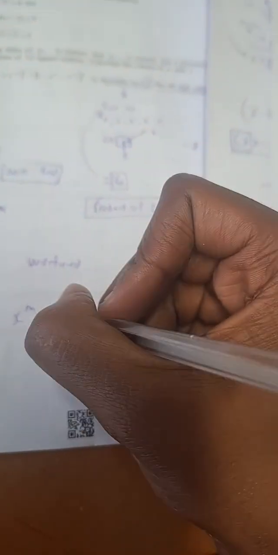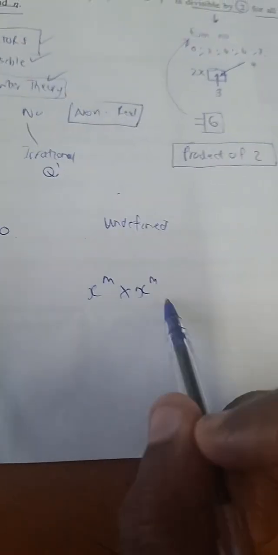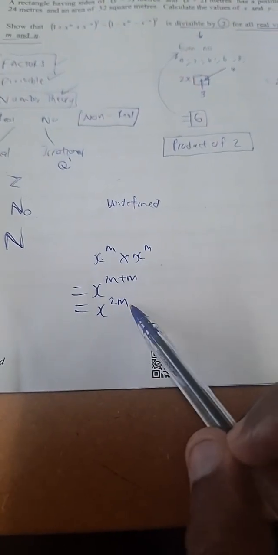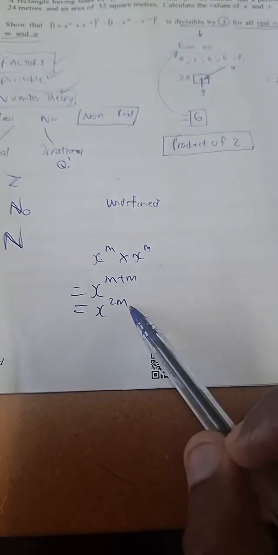x to the power m times x to the power m. Now, laws of exponents are very important. x to the power m times x to the power m. Remember, when we are multiplying same bases with exponents, what do we do? We add the exponents. So this m and this m, we add them together, we get x to the power 2m. Do you see that? But I don't have to write all of this down.